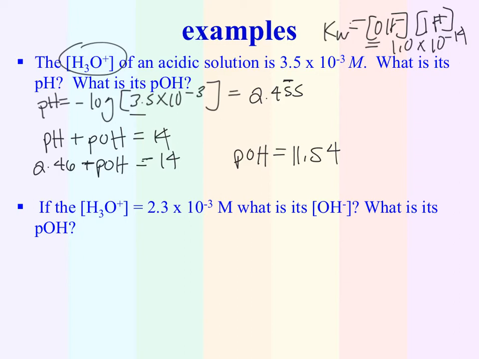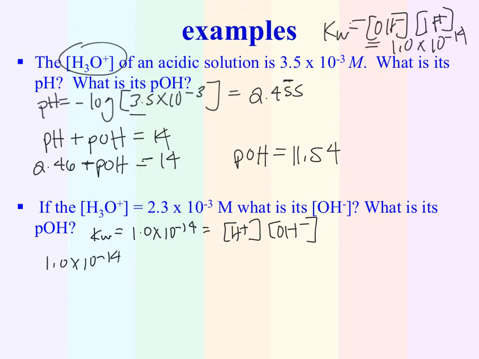So in this situation, since I've given the hydronium ion concentration straight away, and they don't ask for pH, they ask for pOH, I'm going to go ahead and use the Kw in order to calculate my OH minus concentration, because that's what they want. Okay, so 1.0 times 10 to the negative 14th is going to be equal to 2.3 times 10 to the negative 3rd, because that's the concentration of my H plus, times my OH minus. Okay, so OH minus concentration is going to be equal to 1.0 times 10 to the negative 14 divided by 2.3 times 10 to the negative 3rd.